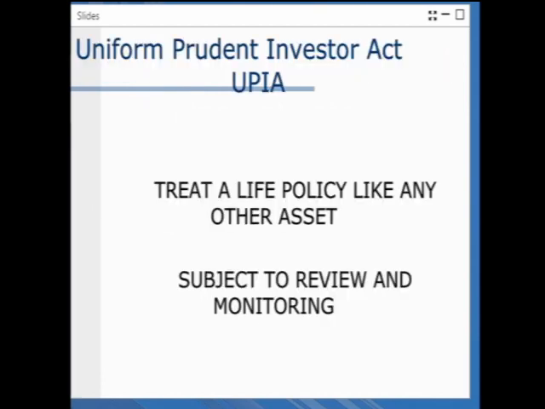UPIA very simply said, we've got to treat a life insurance policy like any other asset, and it's subject to review and monitoring. Imagine if someone had a real estate portfolio and they just left it sitting there for years without looking at it, or a stock and bond portfolio without making any adjustments. That broker or agent would be fired, would be censured, would be fined for doing that. But it happens all the time with life insurance.